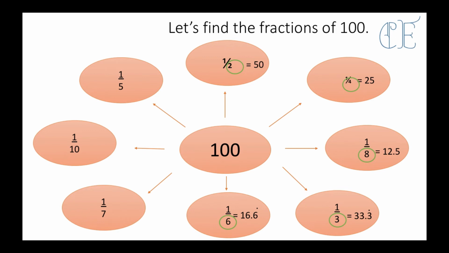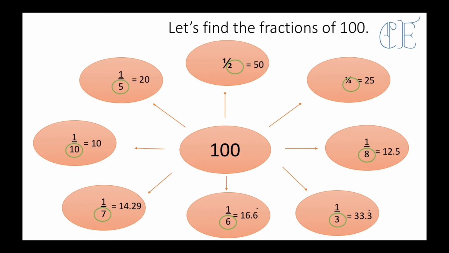1/7 is 100 divided by 7. Now this one's a tricky one. Our answer is 14.29, but this does go on for a long time, this answer. There's quite a lot of decimals after this 29. We've just rounded there to 2 decimal places. 1/10 of 100, or 100 divided by 10, nice easy one, is just 10. And then 1/5 of 100, or 100 divided by 5, is 20.